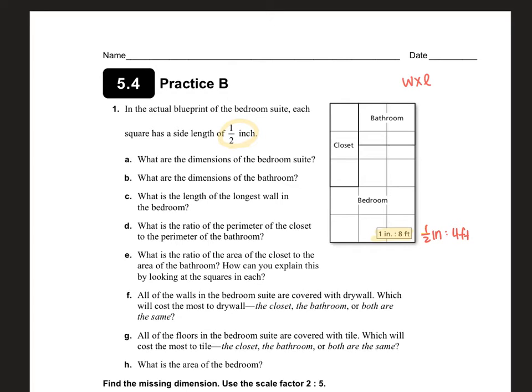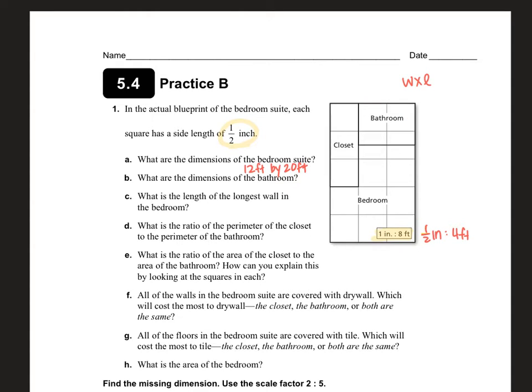So let's go ahead and calculate this. The first one, the bedroom suite, is going to have 3 sides. So that's 4 times 3, which is 12. And then for the length, you have 5 sides. So it's going to be 4 times 5, which is 20 feet.